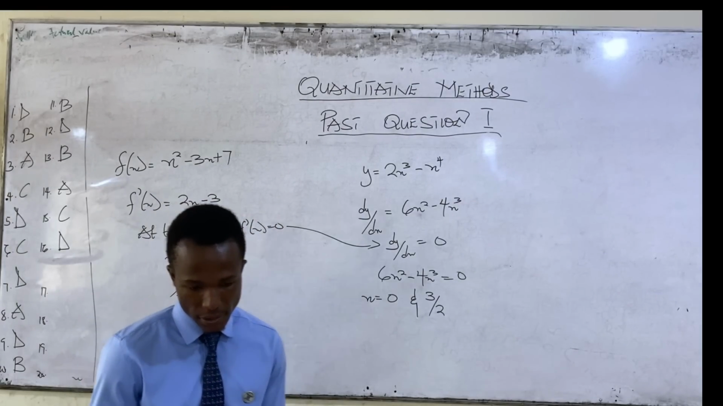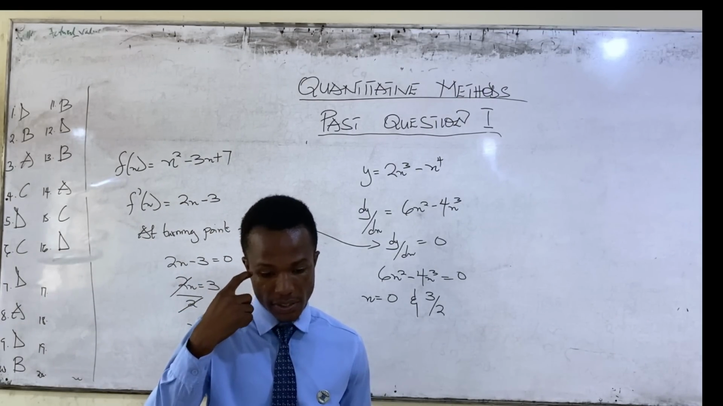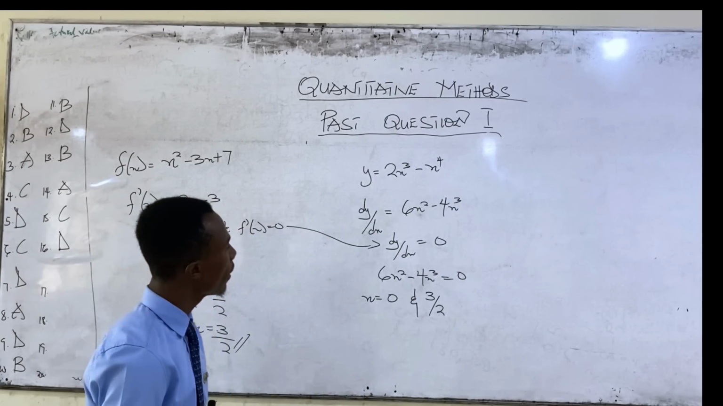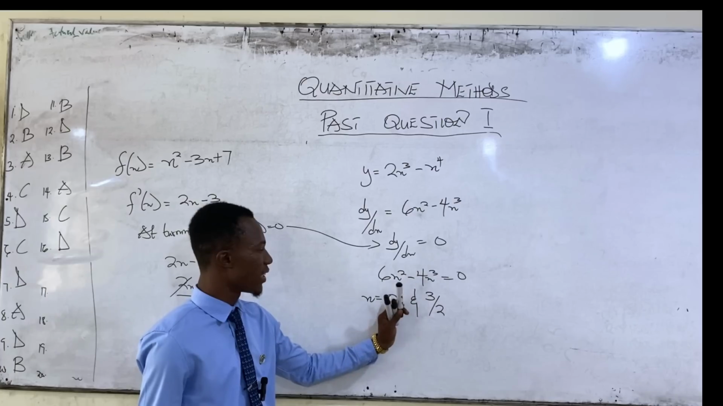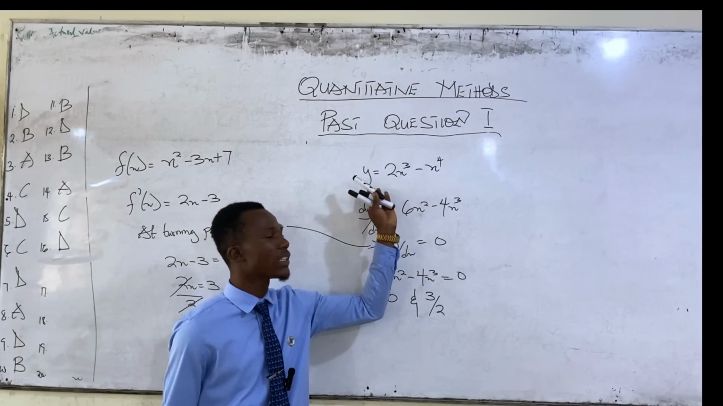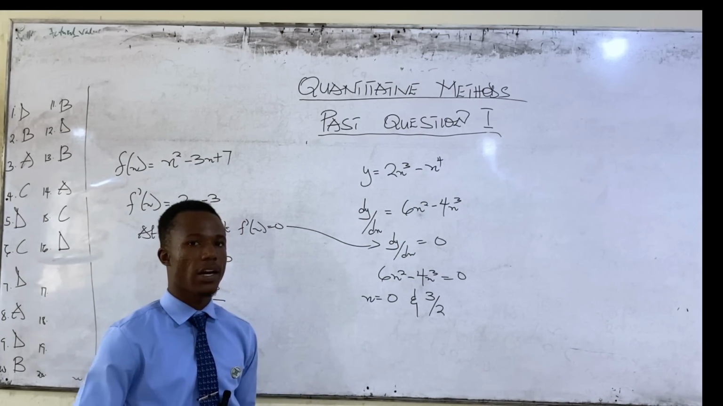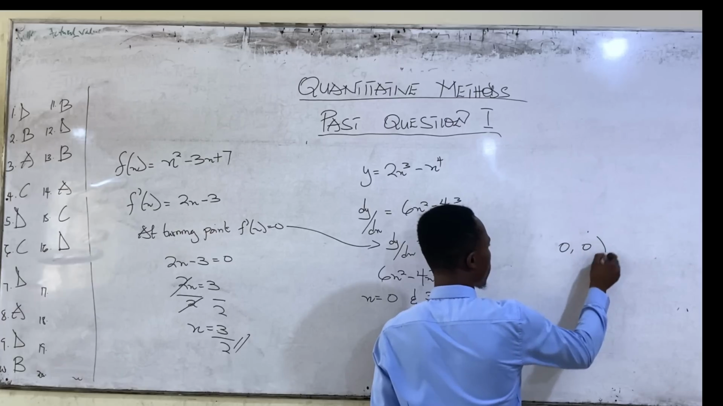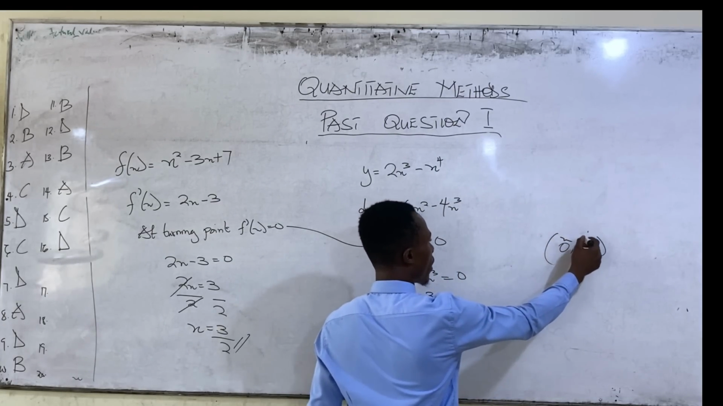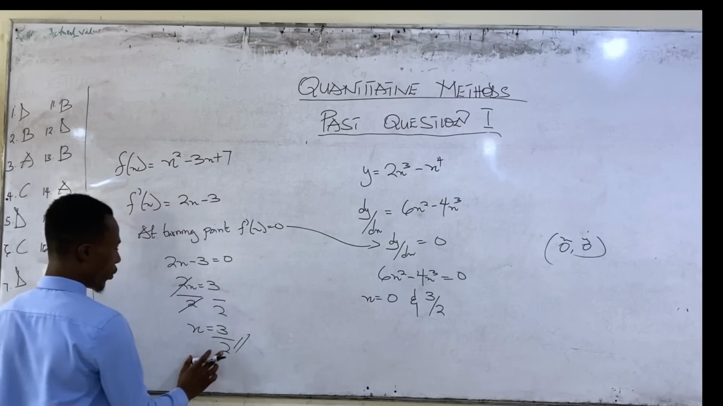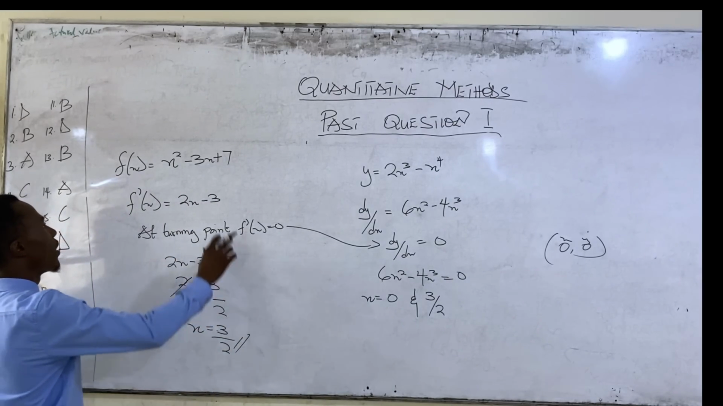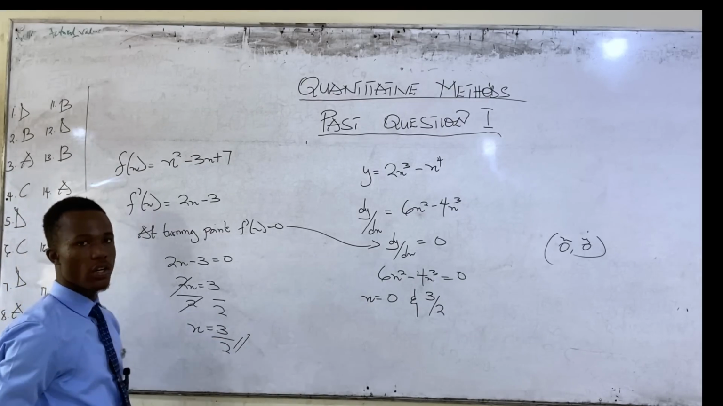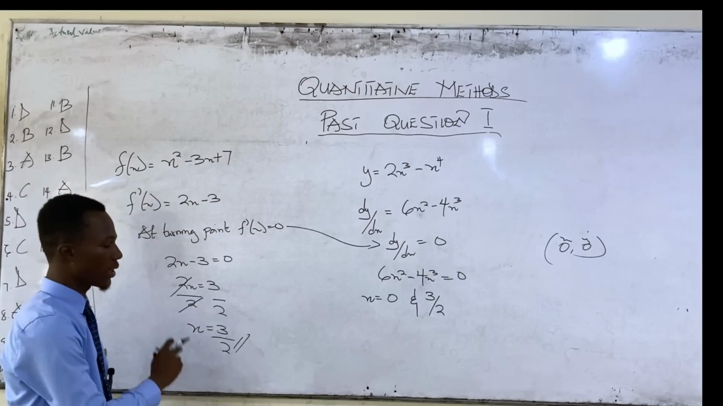So now the question said we should find the turning point of the graph. And so in this case, we are going to substitute this 0 back into the question to get the value of y. Because anytime we say point, it means two numbers, the x value and the y value. So here that we had 3 on 2, it means when you substitute 3 on 2 here, the answer that you will get will become the value for y. But it wasn't necessary in this question, that is why we left it.